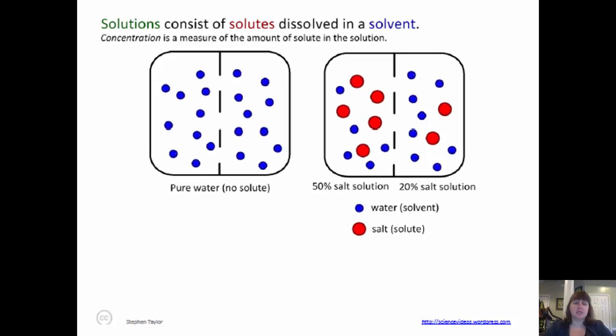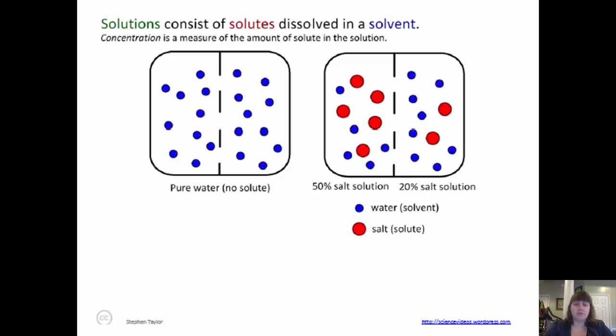We need to remember that solutions consist of solutes dissolved in a solvent. So you have a solute that's dissolved in a solvent. Most of the solvents that we are looking at in biological systems, water is our solvent. A common solute is salt. So when we're looking at concentration, that's a measure of the amount of solute in the solution.